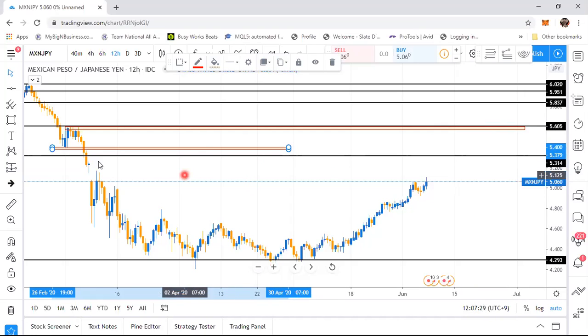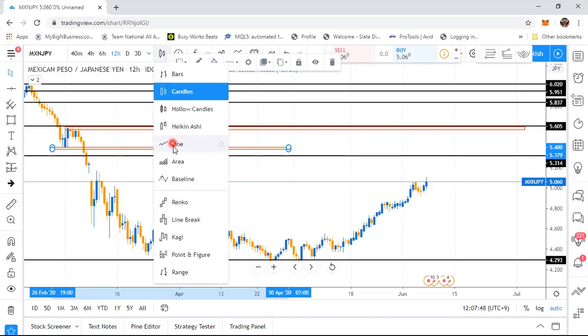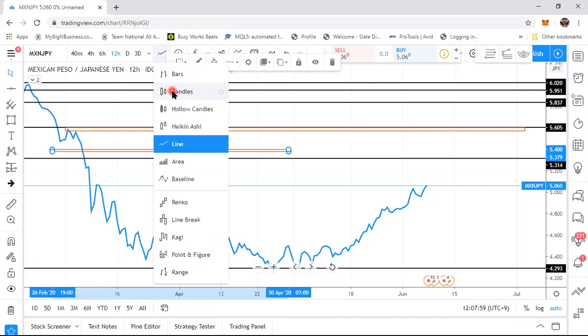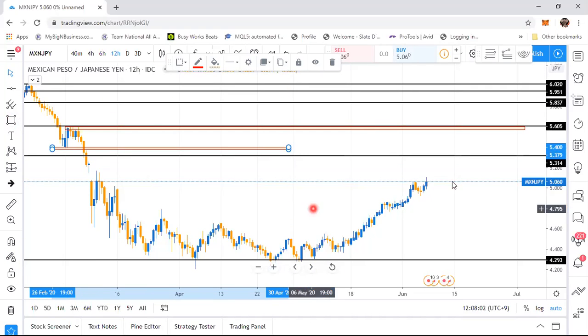That's the most recent area of structure that price broke on the peso yen. All right. And to show you what I'm talking about, if we go back to the line chart, you'll see that would be an area, right? Where we broke, where we put the horizontal line. Go back. Close to where price is right now, right?